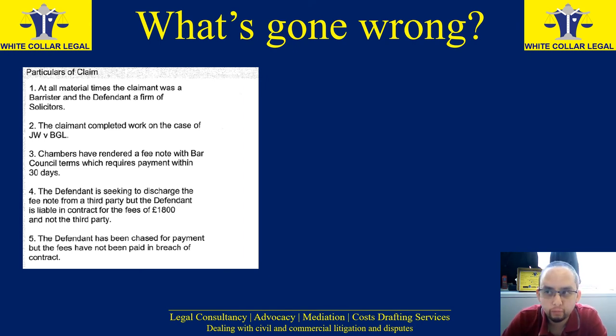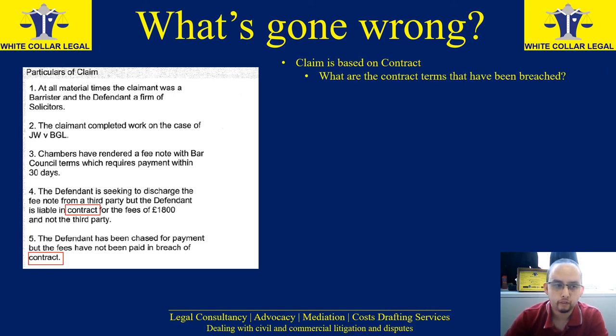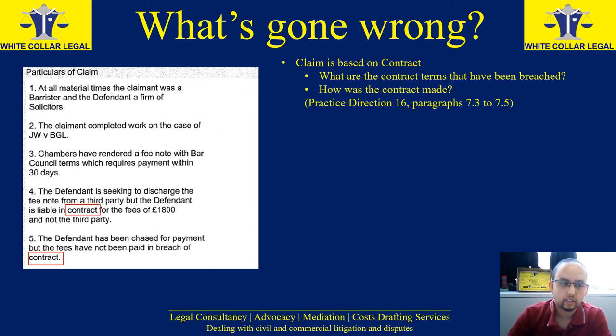So if you've read the rules, let's go through what the barrister has done wrong. Well, this is a claim based on contract. He hasn't bothered telling anyone what the terms are that have been breached or how the contract was made. This is a requirement under Practice Direction 16.